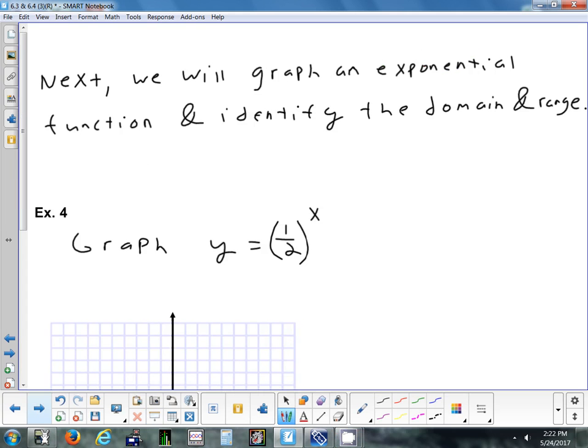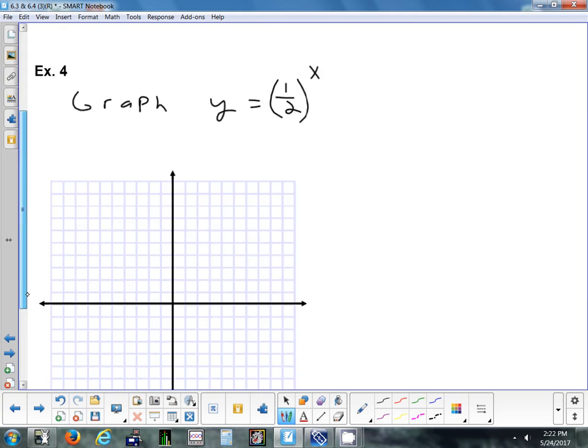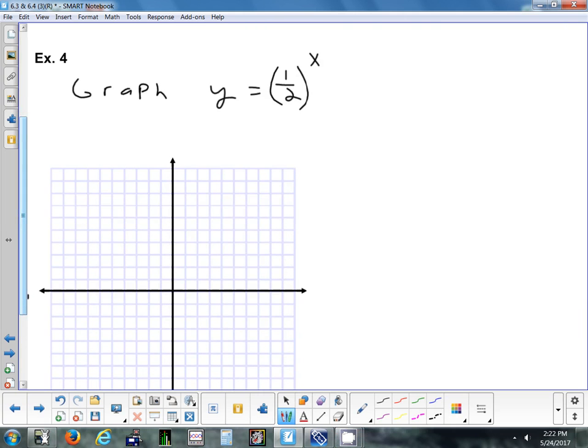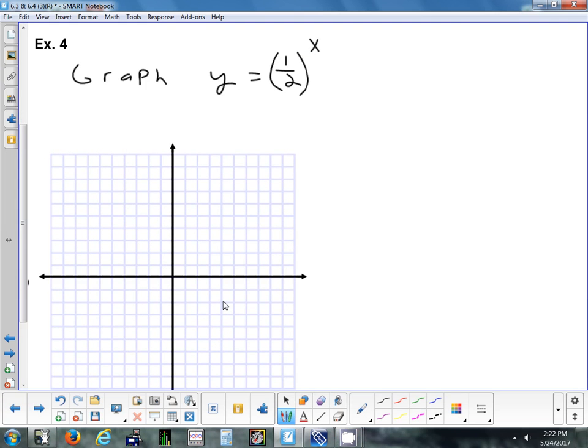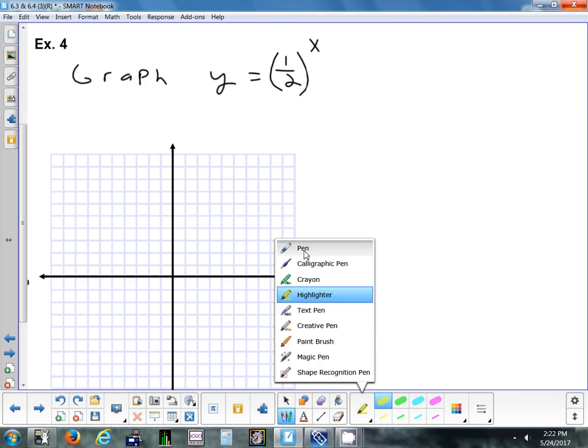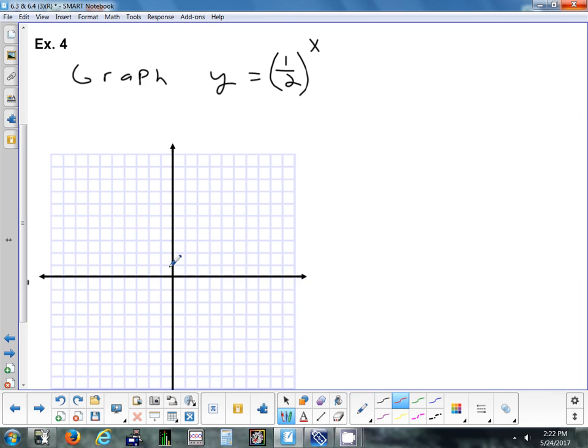Now we're going to graph it. We'll graph an exponential, and we're going to identify the domain and range. So, looking at this, look at that function. Is that going to be growth or is that going to be decay? Decay, right? Because how come? Say again? It's in between 0 and 1, right? Half is right smack in between 0 and 1. So it's going to be decay.